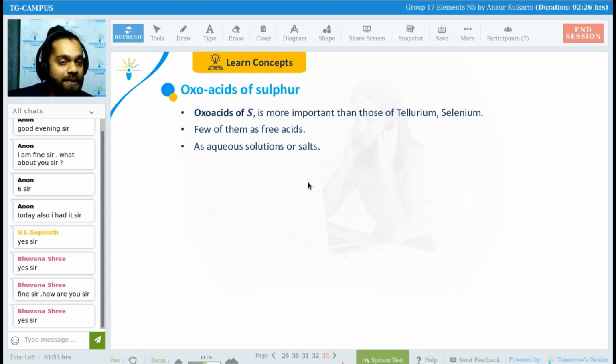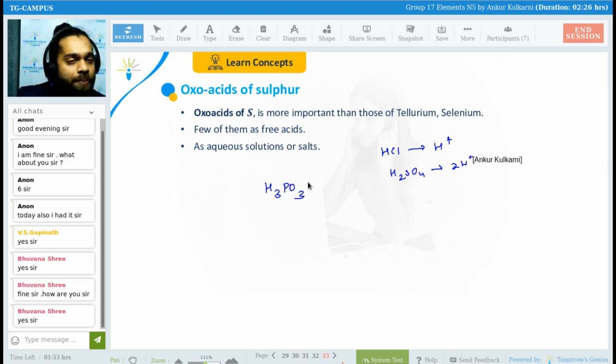So, oxo-acids of phosphorus. For example, H3PO3. Just like HCl gives us 1 H plus, and H2SO4 gives us 2 H plus, how many H plus is given by H3PO3?